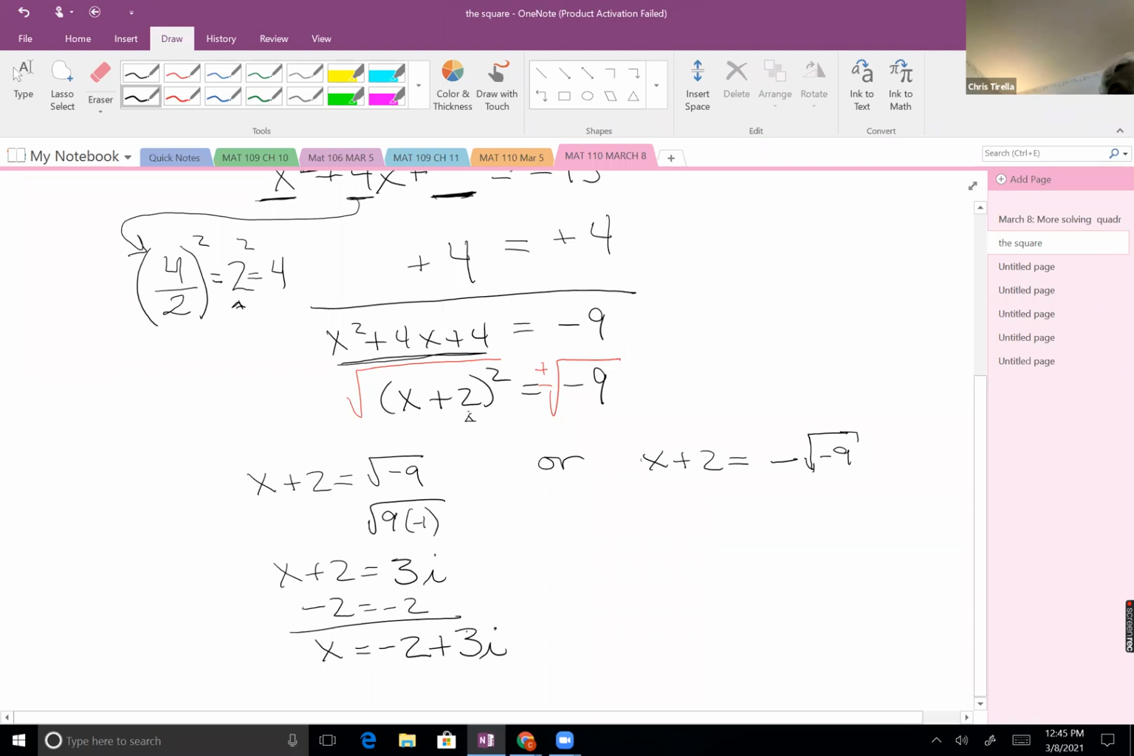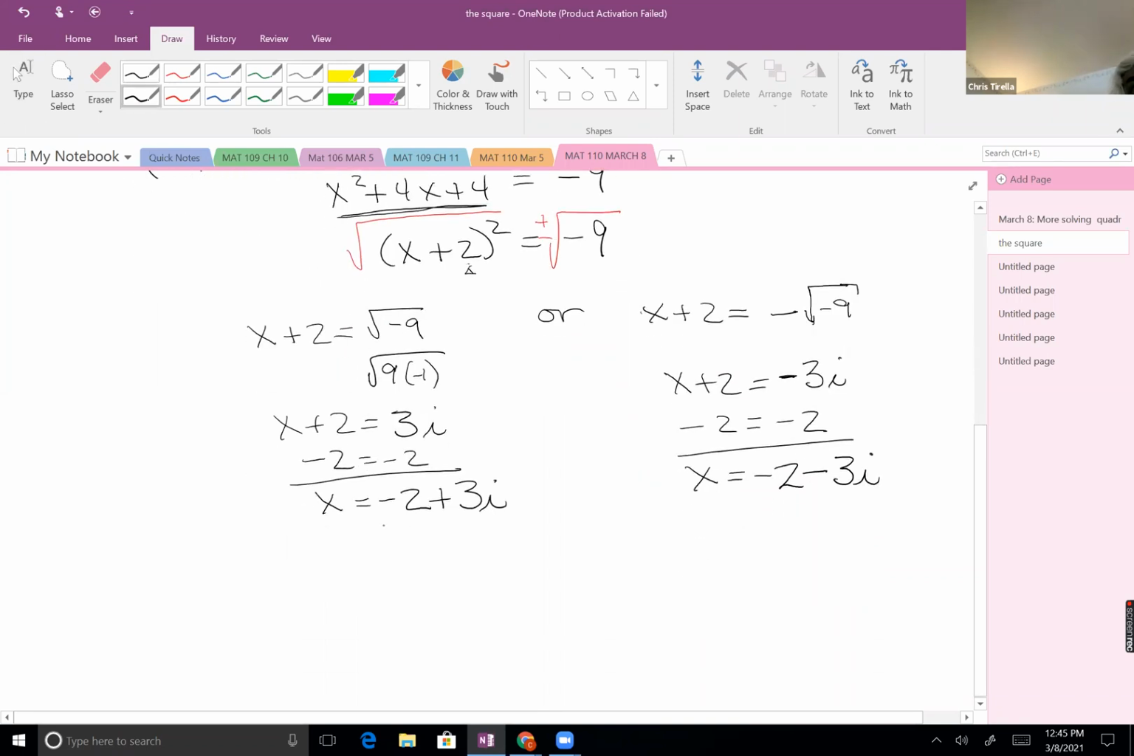And then on the other side, this would give me x plus 2 equals the negative of that square root, which would be -3i. And so when I subtract 2 from both sides, I get x equals -2 minus 3i. And so my solutions would be -2 plus 3i, -2 minus 3i.